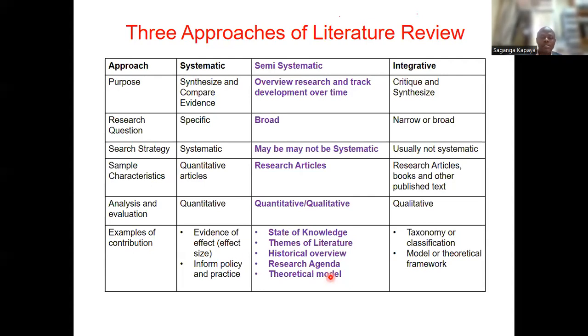But the systematic review, which we shall concentrate on more, synthesizes and compares evidence. That's the main purpose, as we have discussed before. It is specific to a domain of literature. It is systematic in the sense that it follows a procedure which is reproducible and a priori, that is, a set of procedures in place before you start implementing the process.